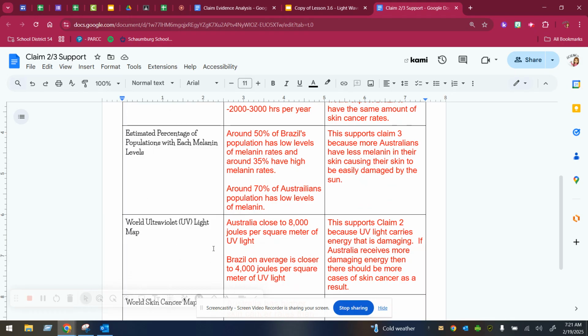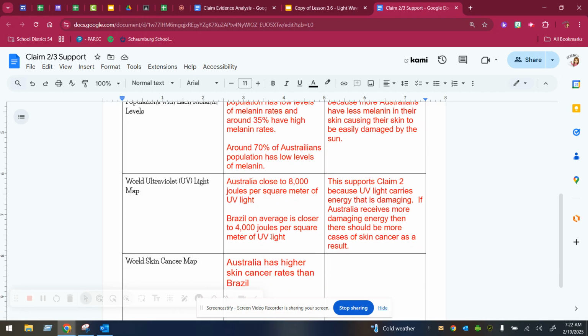And finally, we had the world UV map. We saw that Australia had close to 8,000 joules per square meter of UV light, whereas Brazil only had 4,000. And so that was supporting claim number 2 because UV light is that damaging light. If they're receiving more damaging light, then we're going to see higher rates of skin cancer. And then the final one was just showing that Australia had more skin cancer rates.